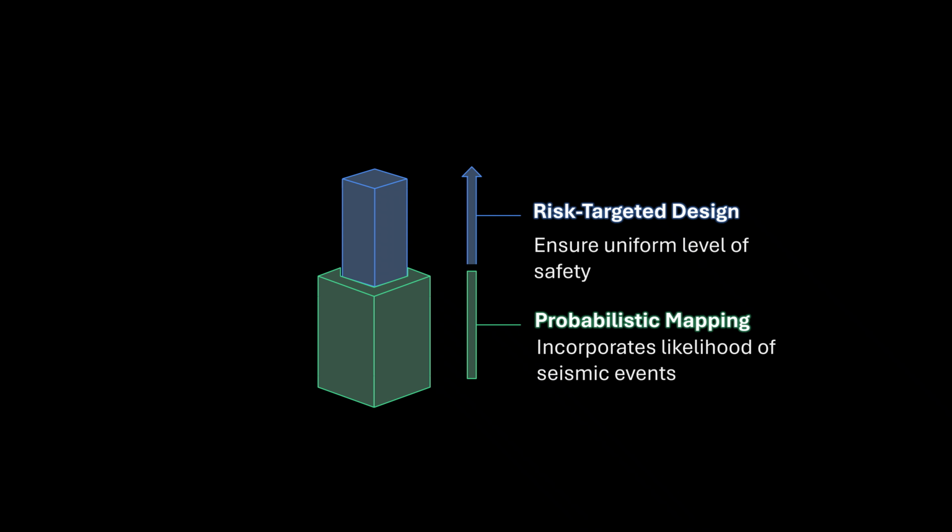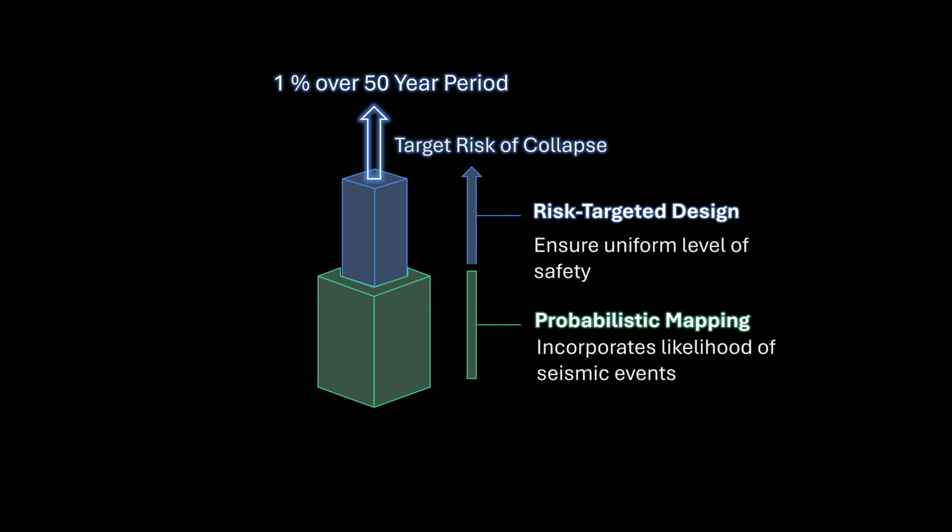Instead of designing solely for a certain level of shaking, we now design for a target risk of collapse, typically 1% over a 50-year period. This approach builds directly on the statistical principles of the probabilistic seismic hazard analysis and integrates them into a broader framework that also considers how structures behave, not just what they experience.